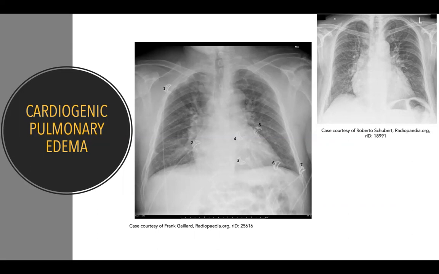Note the cardiomegaly with the cardiac silhouette accounting for more than 50% of the width of the thoracic cavity. Interstitial pulmonary edema as evidenced by curly B lines. Bat wing or butterfly vasculature pattern. Also note the blunted costophrenic angles. Directly beneath them is what appears to be an elevated diaphragm.